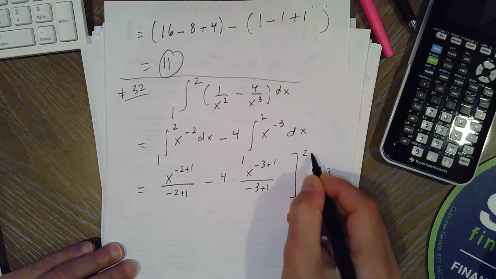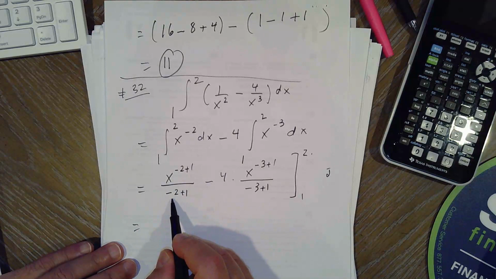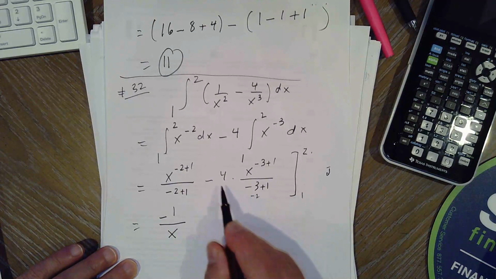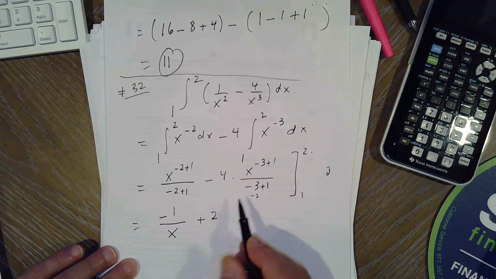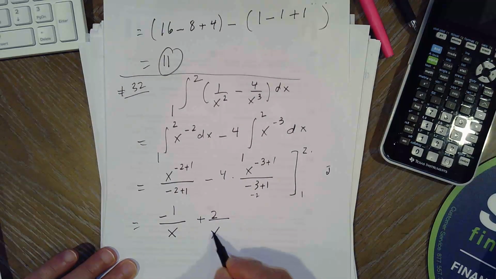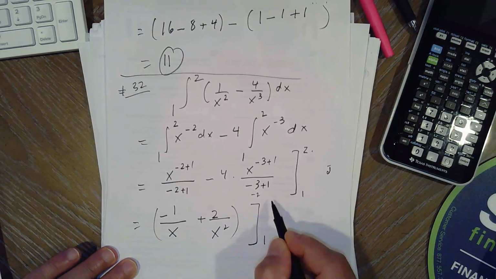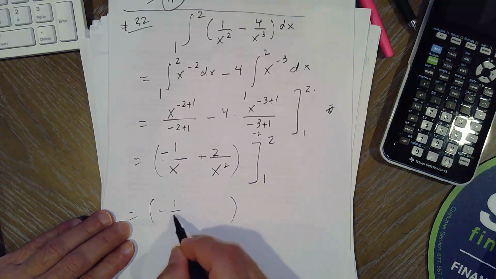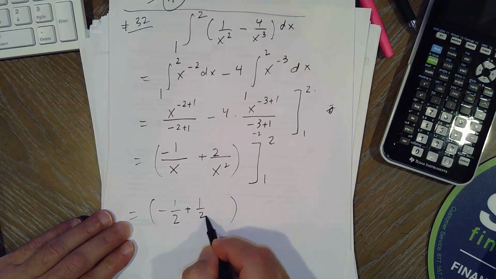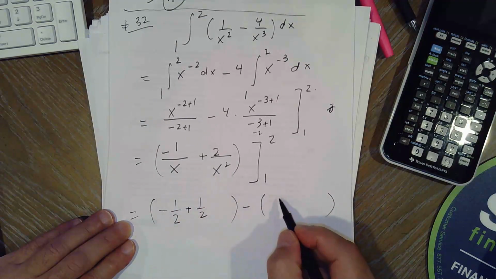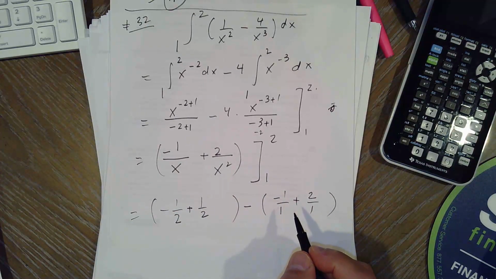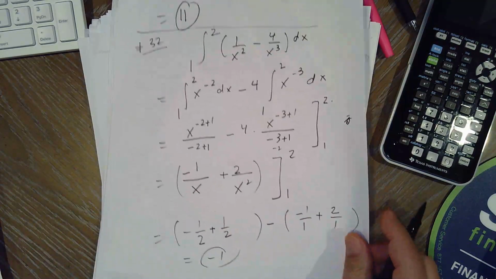We're going to do 1 to 2. So that's x to the negative 1 over negative 1, or negative 1 over x. That's a negative 2. Negative 4 divided by negative 2 is 2. x to the negative 2 at the bottom, it's x squared. 1 to 2. So if we plug the 2 in, negative 1/2 plus 2 over 4 is 1/2, minus, plug the 1 in there, negative 1 over 1 plus 2 over 1. So it's going to be negative 1.